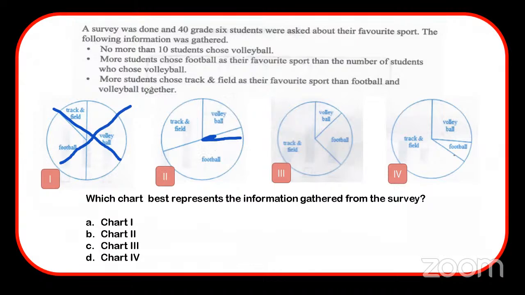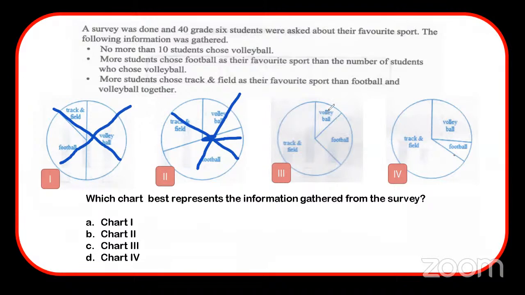And then the third point says more students chose track and field as their favorite sport than football and volleyball together. Now, is this one pointing to that, where more students chose track and field than football and volleyball together? Nah, because football and volleyball is definitely more than track and field. So we see that this one won't work either. All right, so let's look at chart 3 with all of those variables.